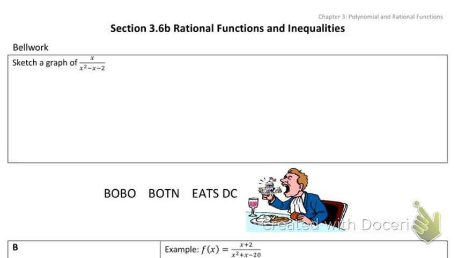Wait, that's not ours. Yours is different than ours. We have 4x over 2x minus 2. You have what now? 4x over 2x minus 2. So you have 4x over 2x minus 2? Correct. Oh, okay. I guess that'll be easier.